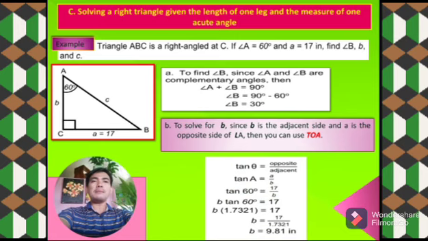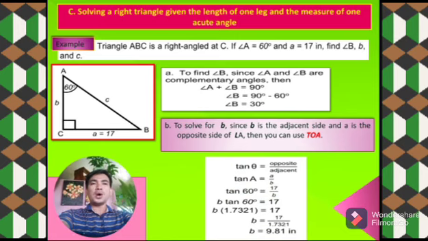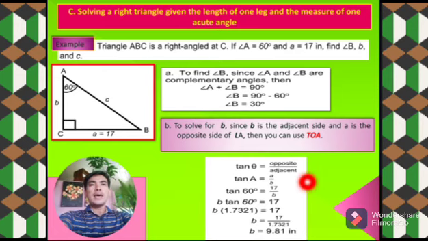So therefore, you would have tangent theta is equal to opposite over adjacent, which is represented by A over B. By substitution, tangent 60 degrees is equal to 17 over B. By cross multiplication, therefore you would have B times tangent 60 is equal to 17. So divide both sides by tangent 60, or you could use the equivalent of 1.7321. You would have therefore 9.81 inches. So that would be the side B.